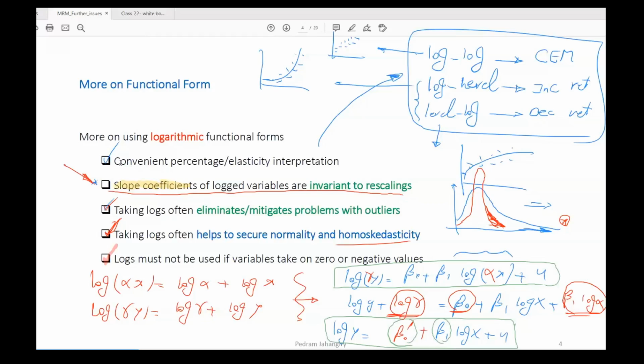Okay, so this will show up in your midterm too. So pay very good attention. Be careful. Only the slope coefficients are invariant to rescaling. So the slope coefficients of logged variables only are invariant to rescaling. The intercept is not invariant. Be careful, okay? So this is a very cool property of logarithmic functional form, right? Because we know that now it's invariant to rescaling. If you just rescale, your coefficient is not going to change. So that was something interesting.